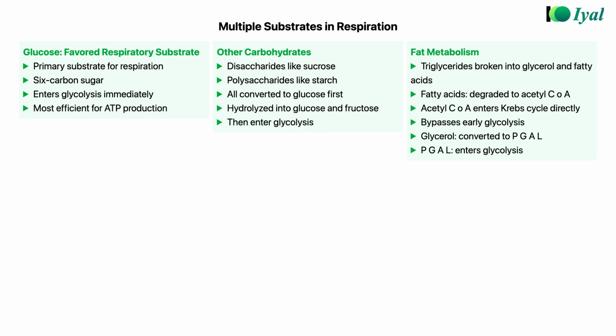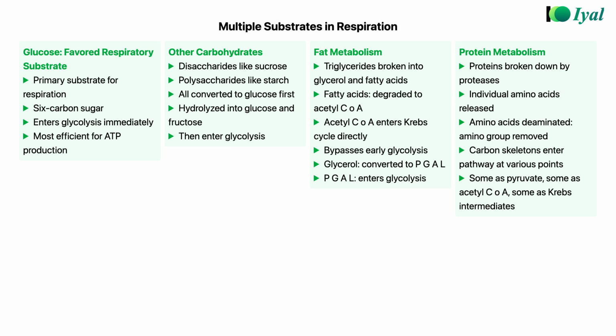What about fats? Triglycerides are broken into glycerol and fatty acids. Fatty acids are oxidized through beta oxidation, producing acetyl-CoA. Acetyl-CoA goes directly to Krebs cycle. It skips the early part of the pathway. So fats do not generate as much ATP per carbon, but they still produce ATP. Glycerol, the other product of fat breakdown, is converted to PGAL and enters glycolysis. So fats are partially processed, partially bypassing early steps.